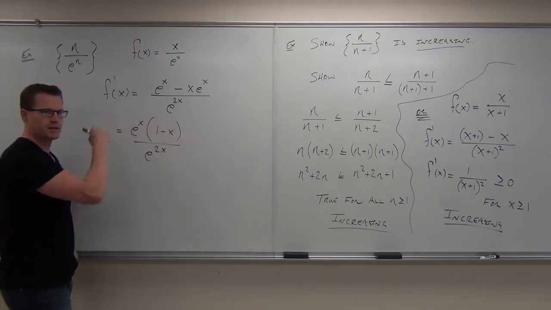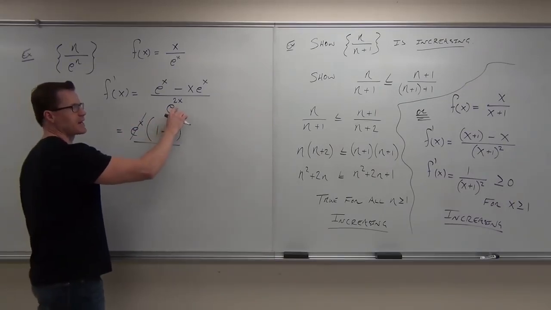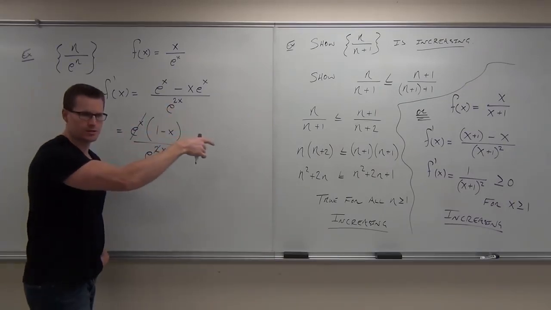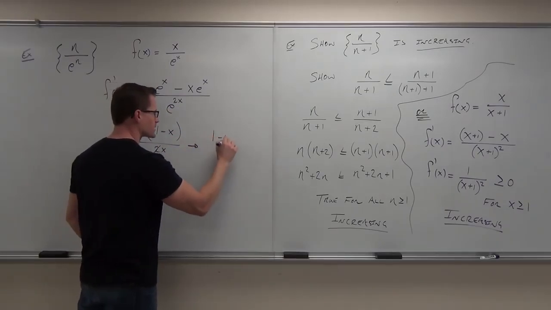Can you simplify the e to the x's? Yes. This is gone, the 2 is gone. Remember that e to the x squared is e to the 2x. That's where that's coming from. So this is the same thing as 1 minus x over e to the x.